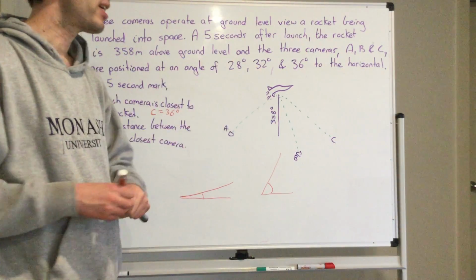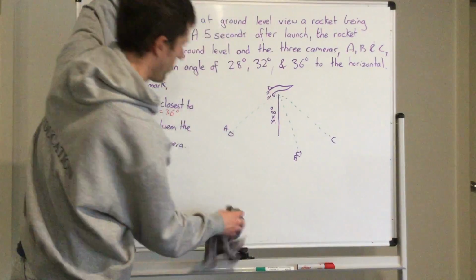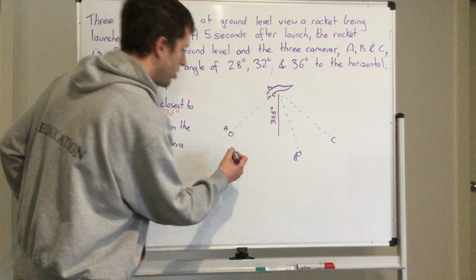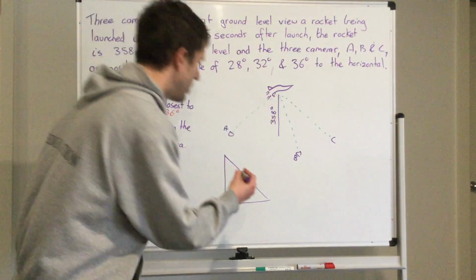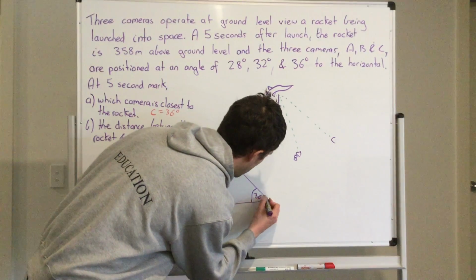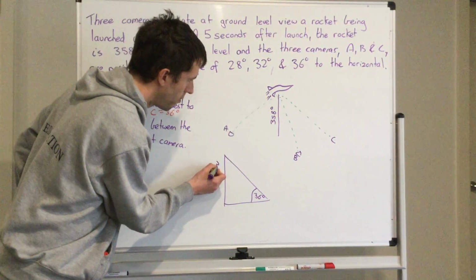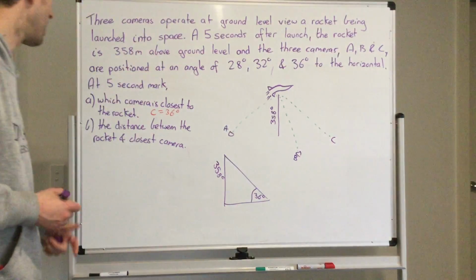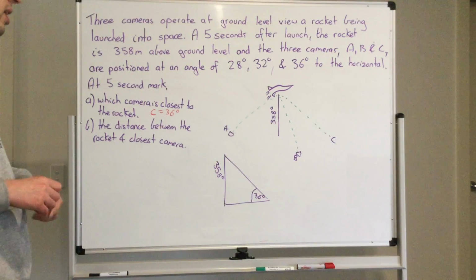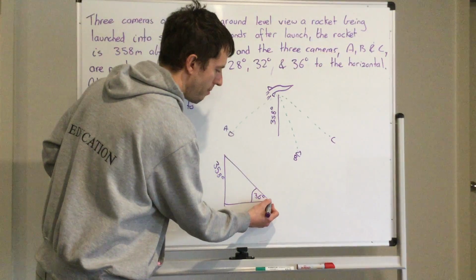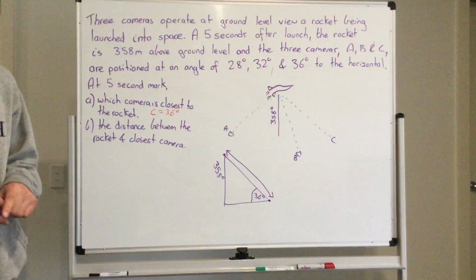So, if we're thinking about C, I'll rub this part out. I'm going to draw my triangle. I know C is an angle of 36 degrees. I know my height is 358. And it's asking us the distance between the rocket and the closest camera. So the distance between the camera here and the rocket here. This is the distance we are trying to find.